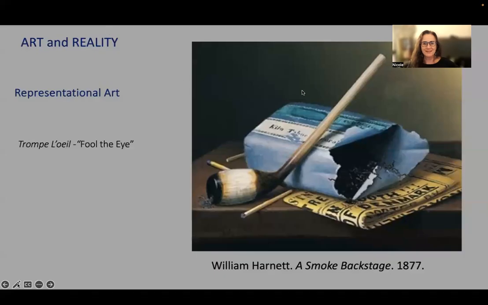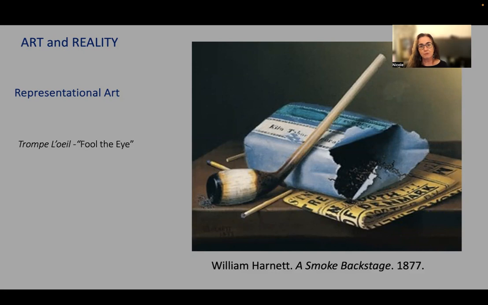Well, hi, everybody. So we are going to get started with the second half of chapter one. We're going to return to that and start to talk about the relationship between various kinds of art and reality. So we're going to talk in particular about three different types. We're going to talk about representational art, non-representational art, and abstract art.